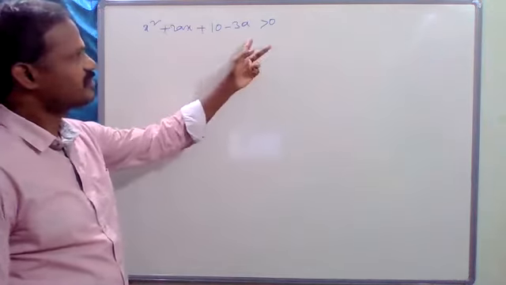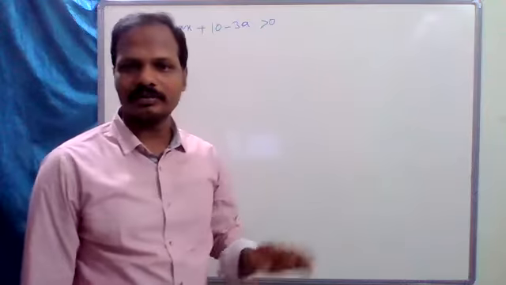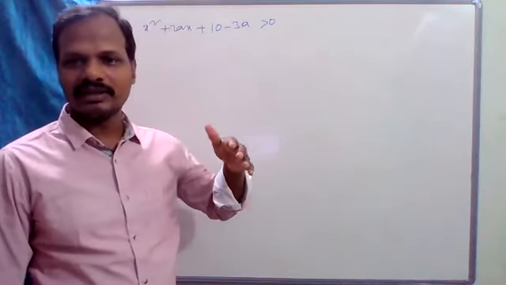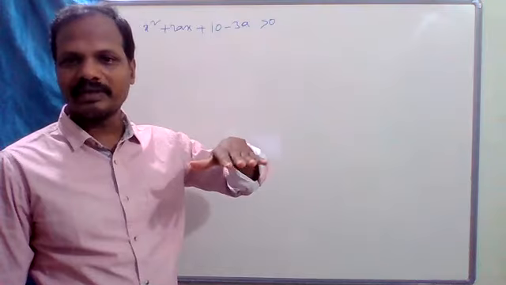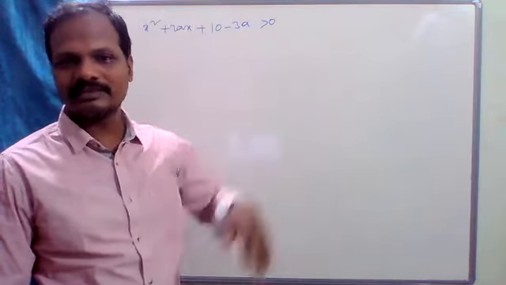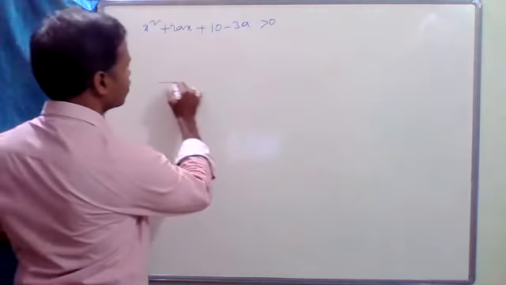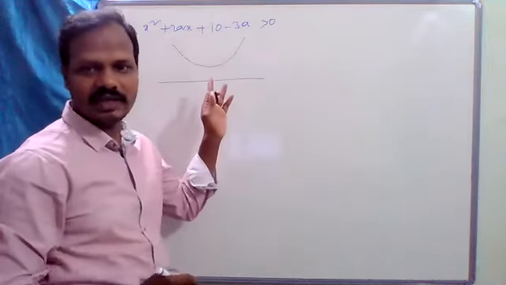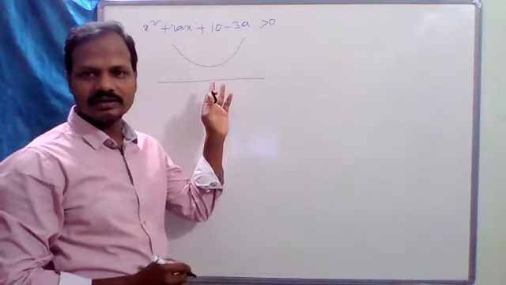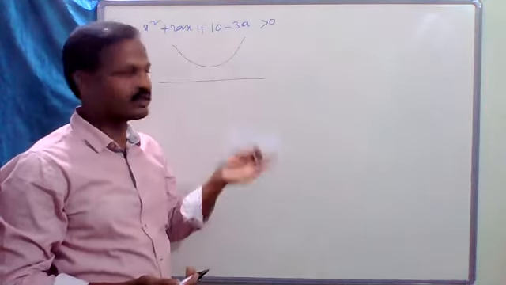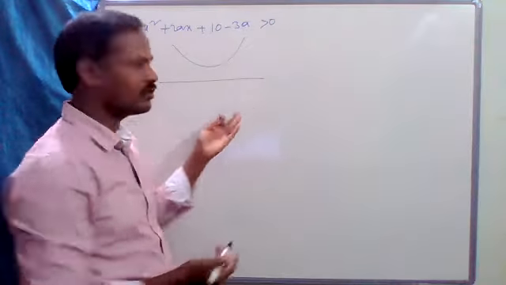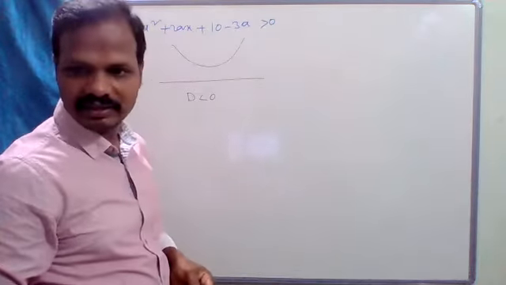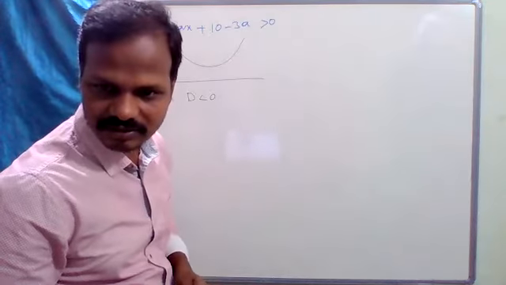See, the given expression is completely positive. So that means the graph is completely above the x-axis. Above the x-axis means the graph is like this. So it has imaginary roots. Simply, it doesn't meet the x-axis. So obviously, D is less than 0.